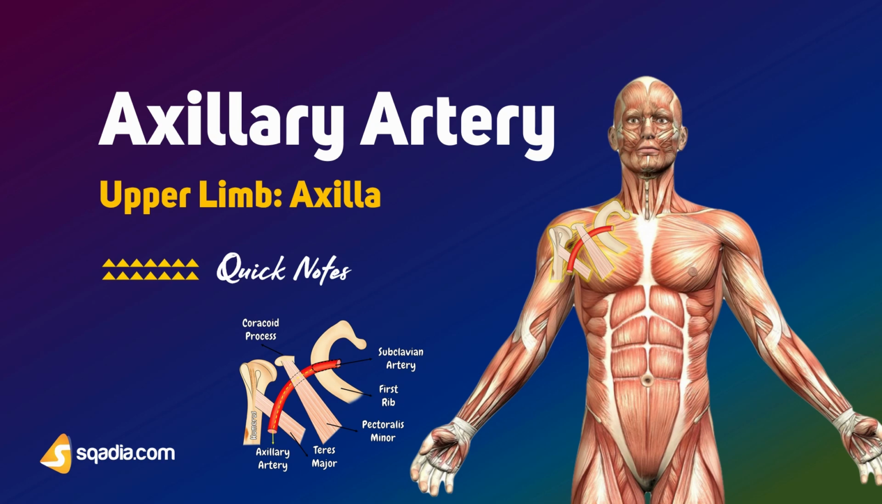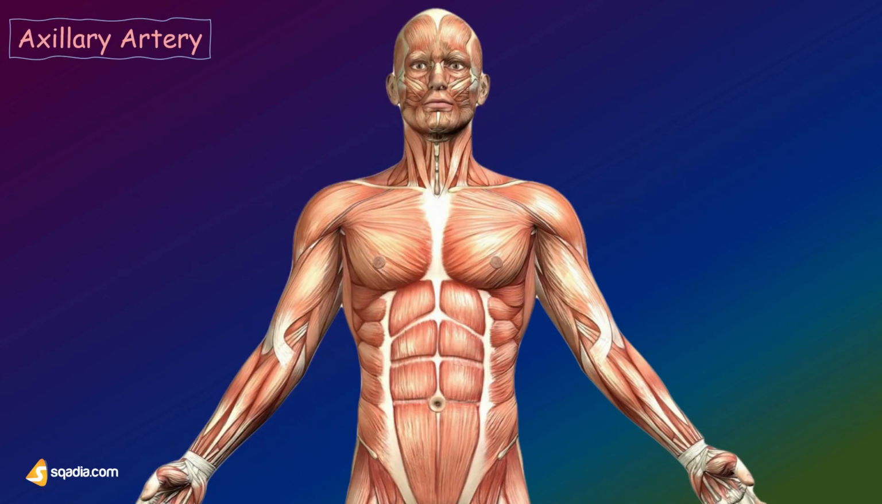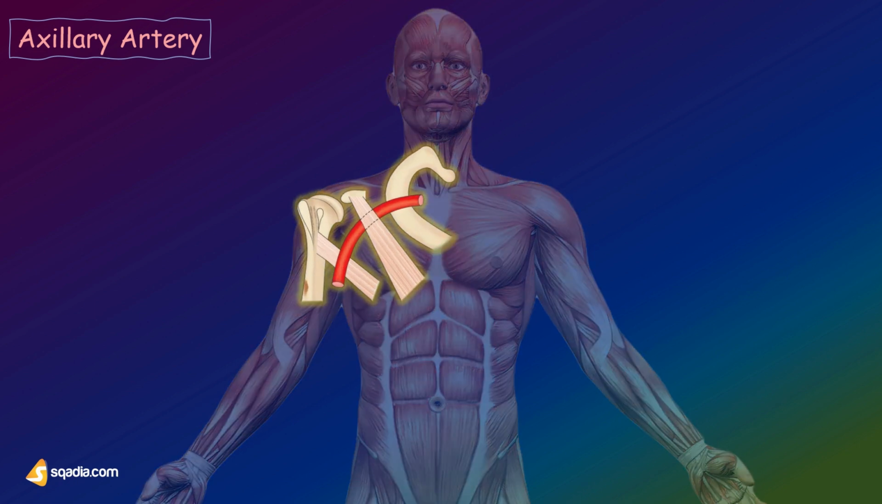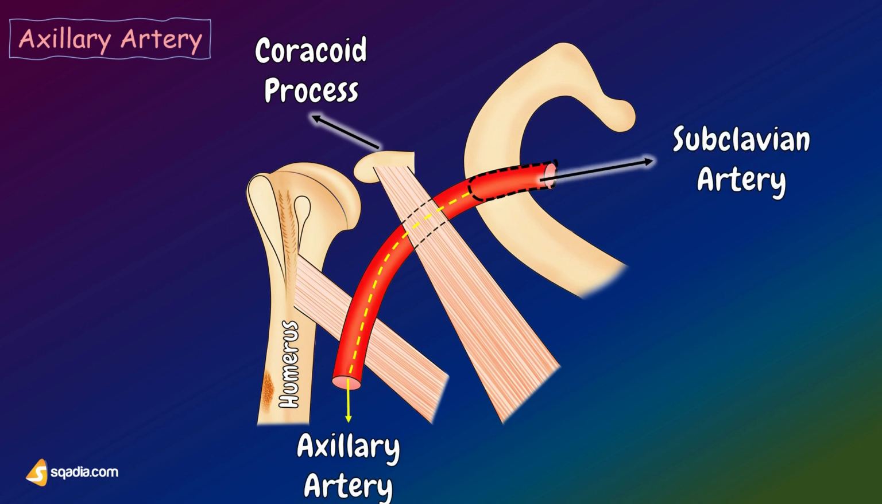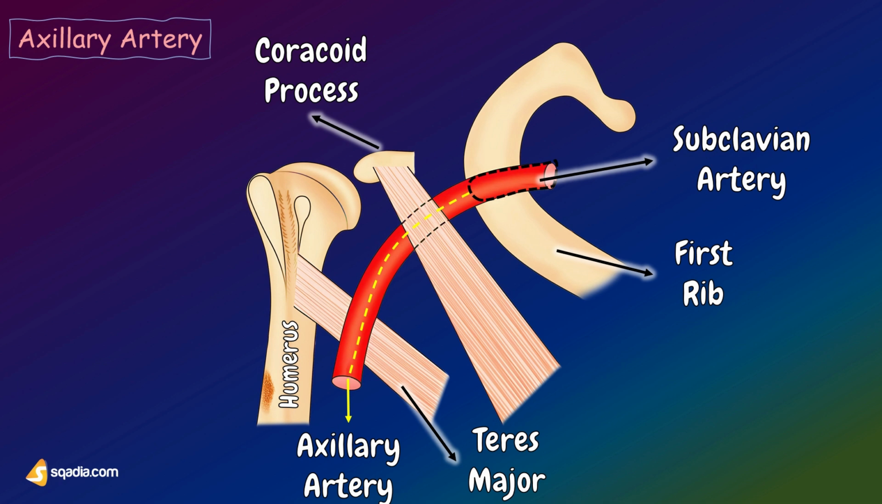We mentioned the contents of the axilla in the previous section. One of them is the axillary artery. The axillary artery is the continuation of the subclavian artery. It extends from the outer border of the first rib to the lower border of the teres major muscle, where it continues as the brachial artery.